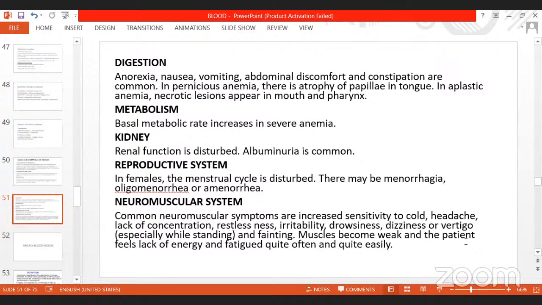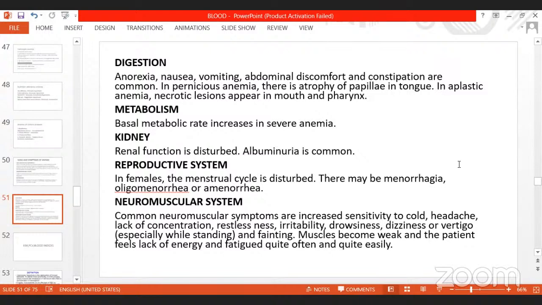In pernicious anemia, there is atrophy of the papillae of the tongue, especially in pernicious anemia. And in aplastic anemia, necrotic lesions in the mouth and pharynx are present. And basal metabolic rate increases in severe anemia, and renal functions are disturbed. Albuminuria is common. Menstrual cycle is disturbed in females. Menorrhagia, oligomenorrhea, or amenorrhea will be seen.